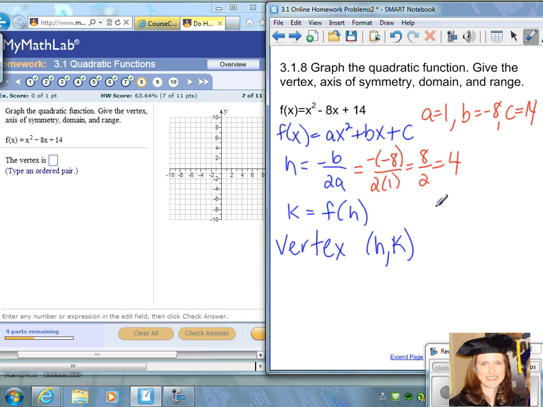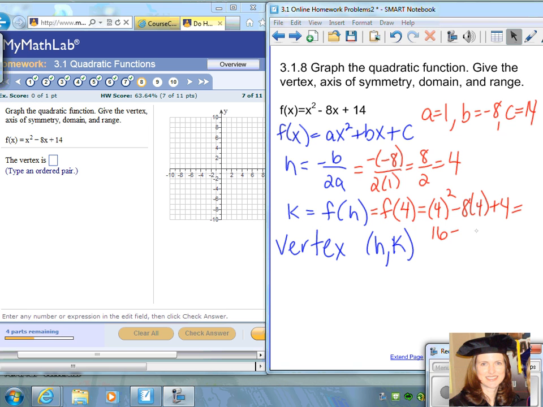To find k, you're going to evaluate f of 4. That h that you got for the negative b over 2a, plug that back into the original and simplify. So you get 4 squared minus 8 times 4 plus 14. Okay, remember the order of operations. You want to do the exponents first. 8 times 4 is 32. Do 16 minus 32, which is negative 16 plus 4. That's going to equal negative 12.